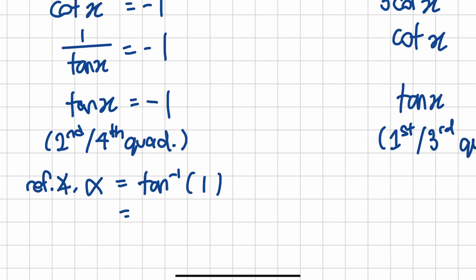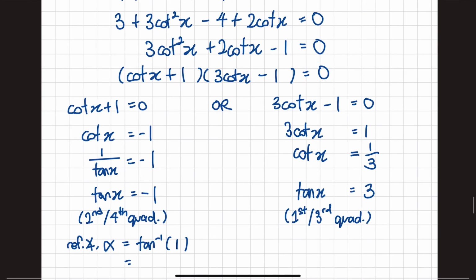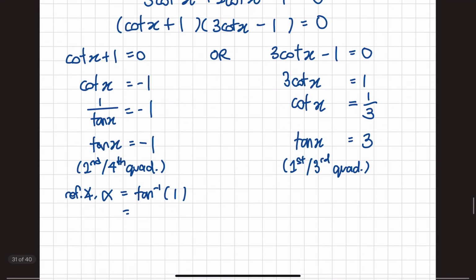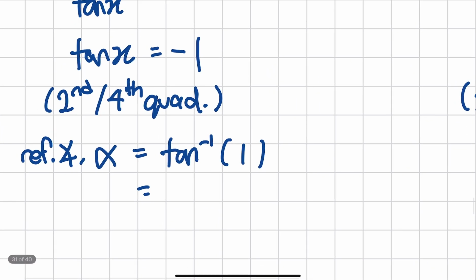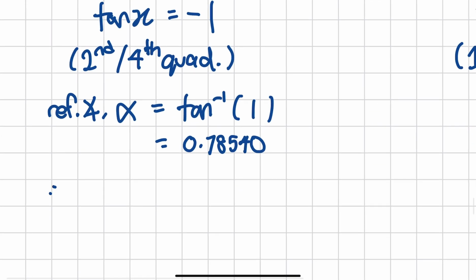Okay, then you press this in your calculator in radian mode. Remember, this question is in radian measure. If you do not change your mode, you will get different answers and you'll be wrong. Okay, so tangent inverse 1 in radian measure, you should get 0.78540. Okay, and therefore, final answer, solve. Found reference angle already. Second and fourth quadrant.